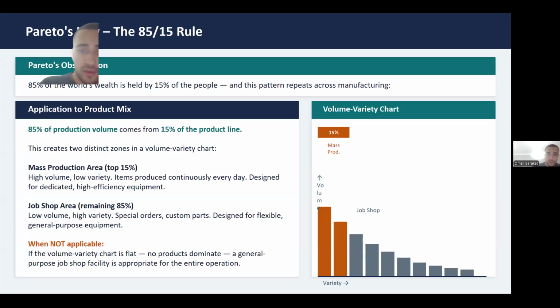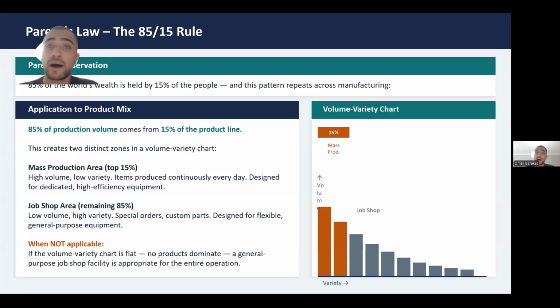Pareto's Law. Pareto observed that 85% of the world's wealth is held by 15% of the people. The same pattern applies in manufacturing with surprising regularity. 85% of production volume typically comes from 15% of the production line. The volume variety chart makes this visual.